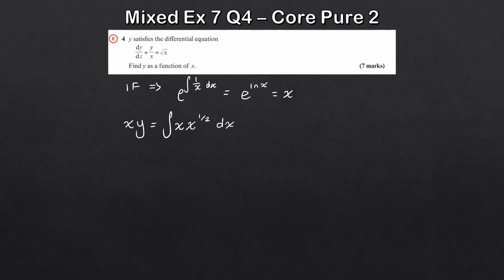So now this is x to the 1 times x to the half, so we can write that as x to the power of 3 over 2. Integrate this, so add 1 to the power, so that'd be 2 over 2 plus 3 over 2, so that'd be 5 over 2, and then divide it by that.